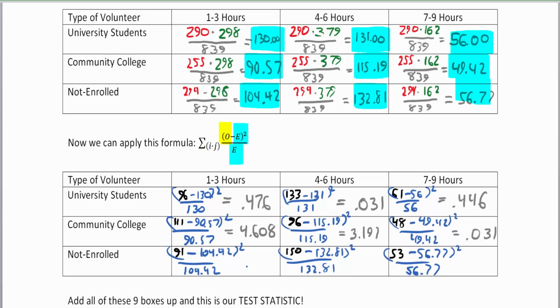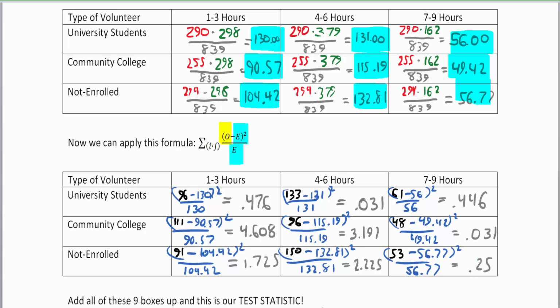Now what I would do is pause the video and see if you can get this last row here by yourself. And that way you can check to see if you're doing it right. Okay, so we subtract those two, square them, we get 1.725. That's another kind of big number here. Subtract these two, square it, divide by 132.81, we get 2.225. That's a big number. 53 minus 56.77 squared divided by 56.77, this gives us 0.25.